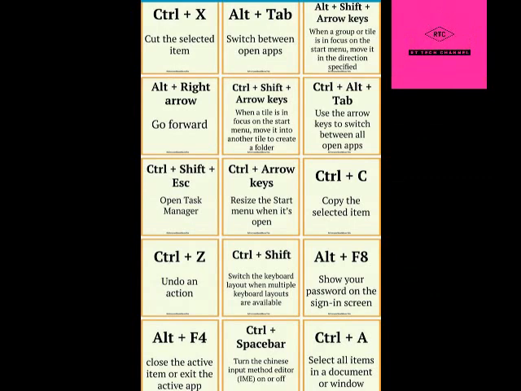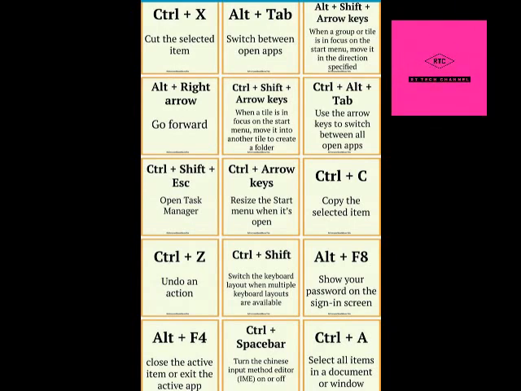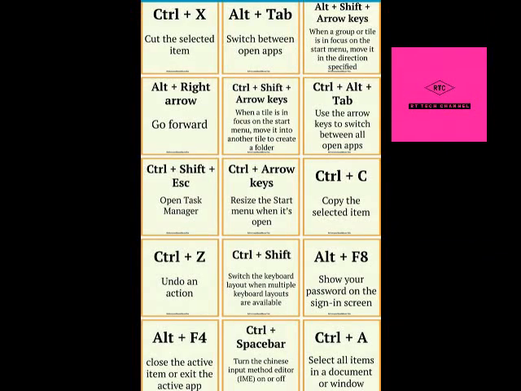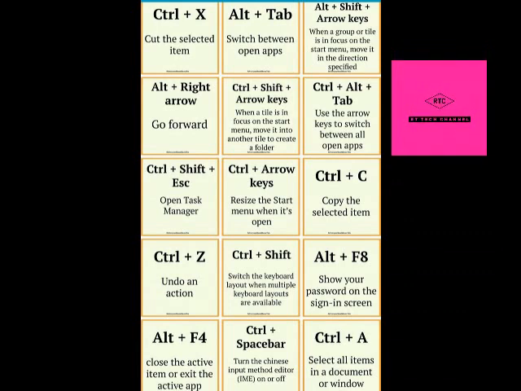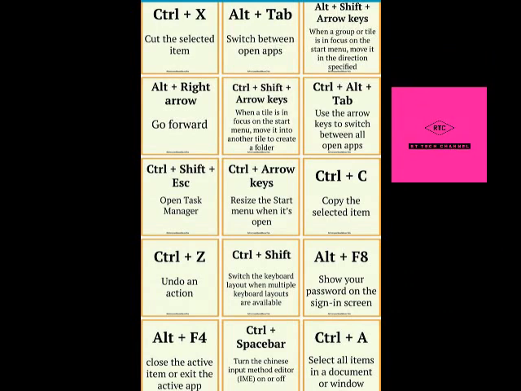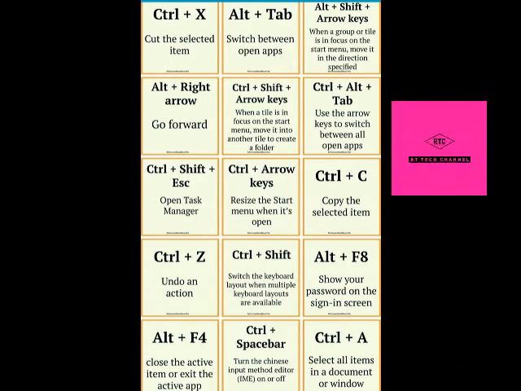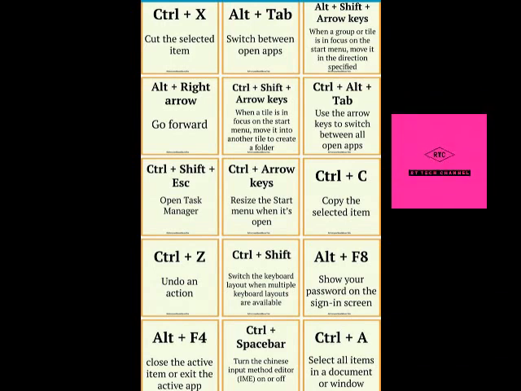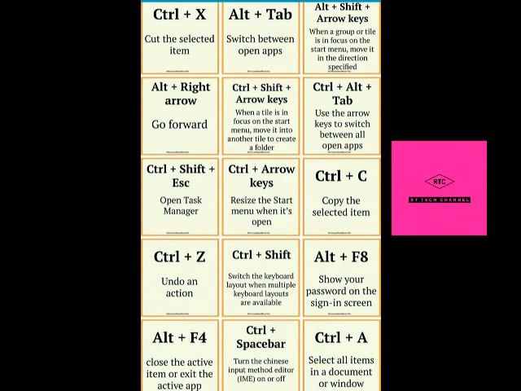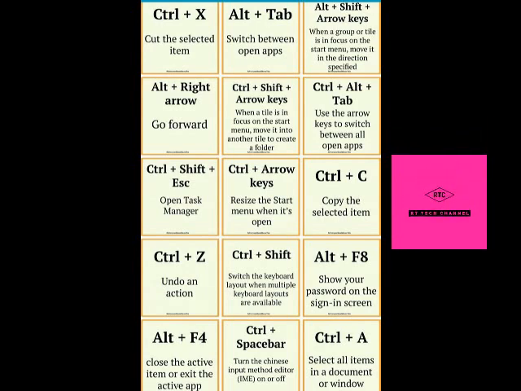If you want to go forward, Alt plus right arrow. When a tile is in focus on the Start menu, move it into another tile. To create a folder, just press Ctrl plus Shift plus arrow keys. Ctrl plus Alt plus Tab and use the arrow keys to switch between all open apps. If you want to open Task Manager, Ctrl plus Shift plus Escape.